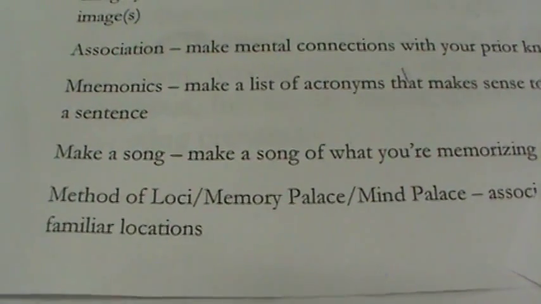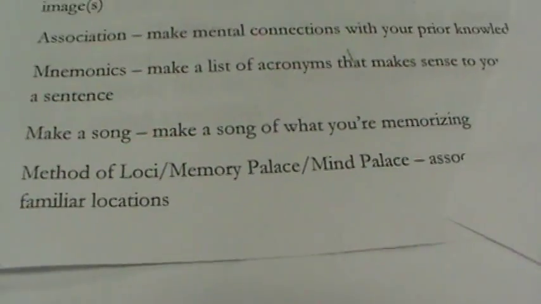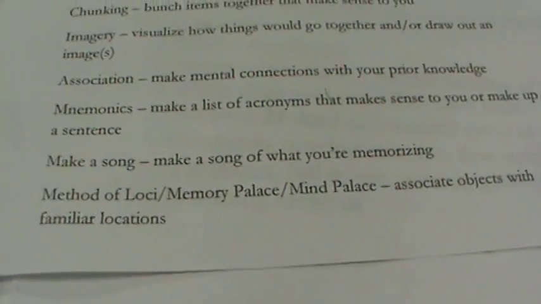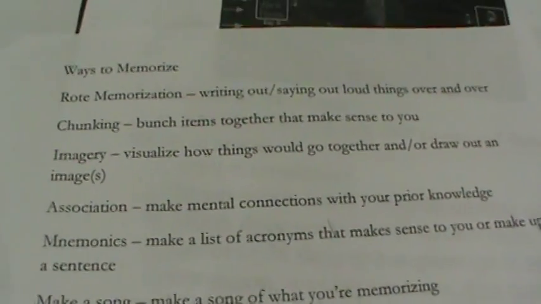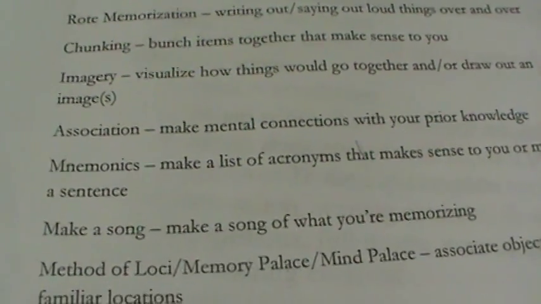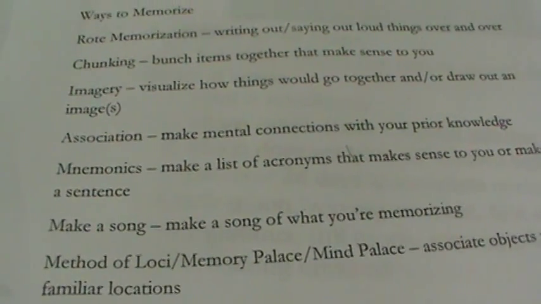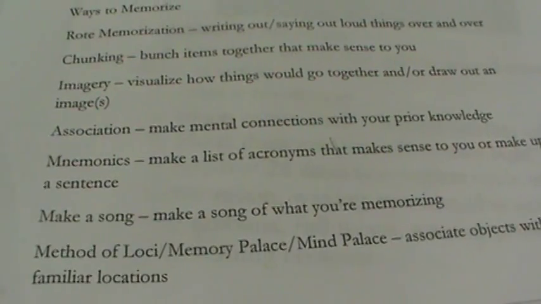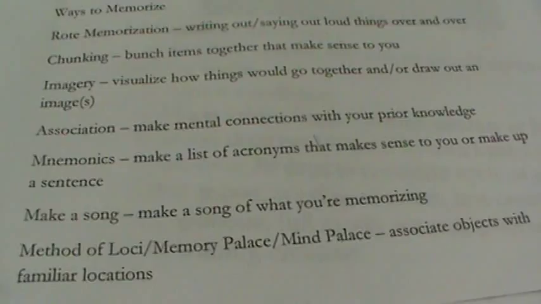You could do the method of loci, which is creating that memory palace or that mind palace in your brain, associating objects with familiar locations. You could use a planet walk that we did as your method of loci. You can use a combination of different memorization techniques. Just make sure you use at least one, maybe two for a backup to help you remember those definitely things, because those are 16 points on the test.